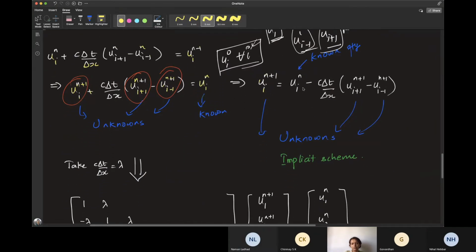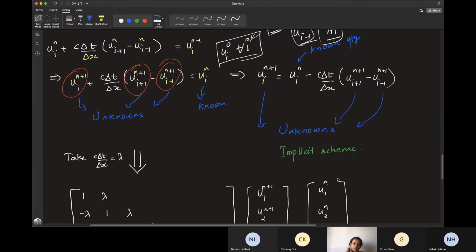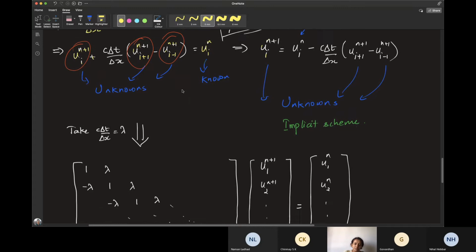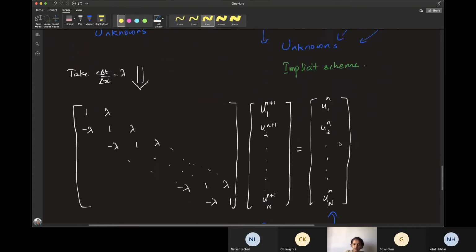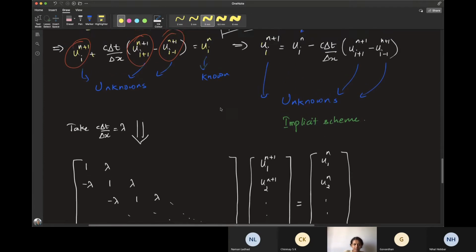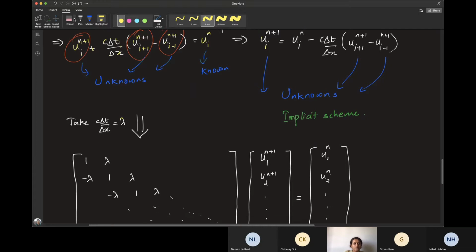Such a scheme is known as an implicit scheme, wherein it's not possible to directly solve for the unknown easily. In that case, you will have to go for some kind of matrix computation. You write this equation in terms of a matrix system. For simplicity, I'm taking the term C delta t by delta x as lambda. So I'm rewriting the same equation with lambda, just for convenience.